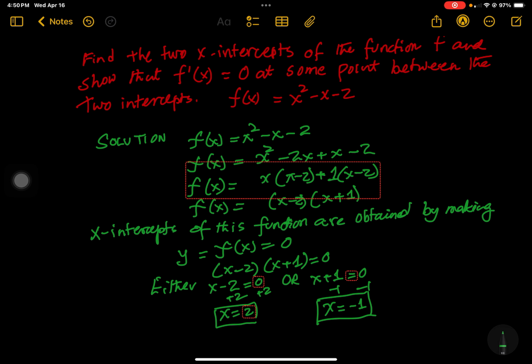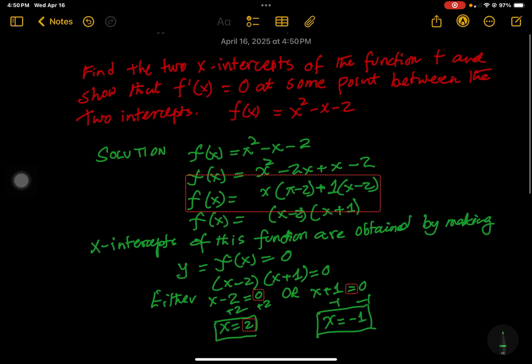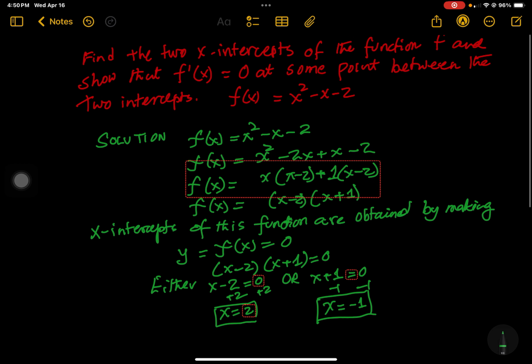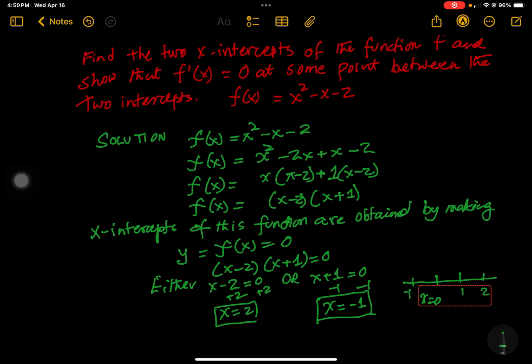Okay. So the question was to find the two x-intercepts of f, which we found, and show that f prime x is equal to 0 at some point between the two intercepts. So remember, if you have the number line like this, with x equal to 0 over here, 1, 2 on this side, so this is the point (2, 0), and if you go on the left it is minus 1. So you are between 2 and minus 1. The next part: show that f prime x is equal to 0 at some point between the two intercepts.